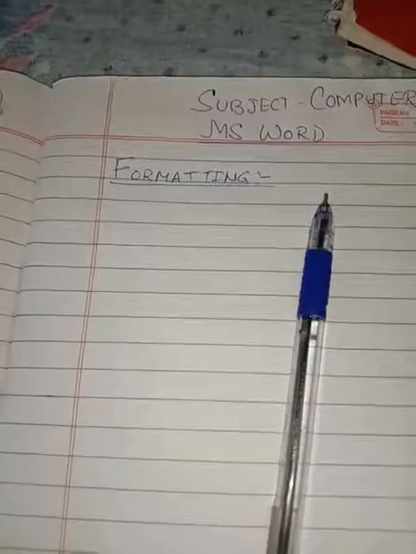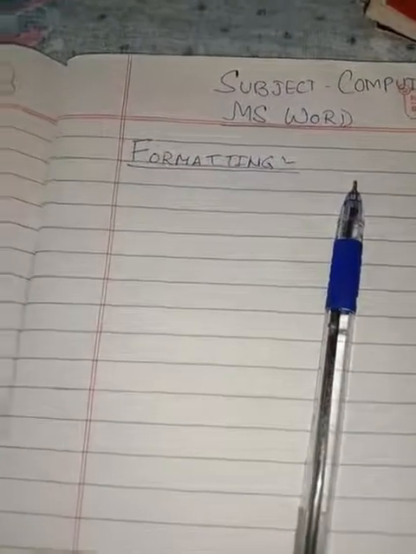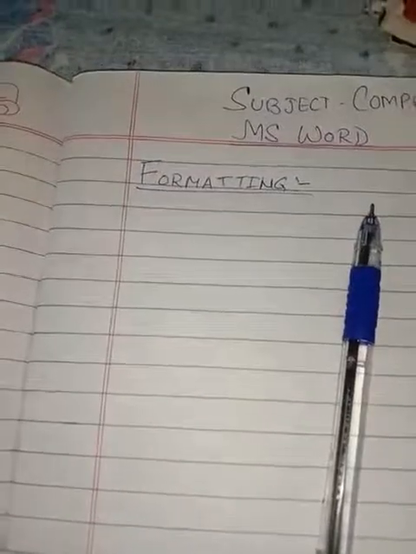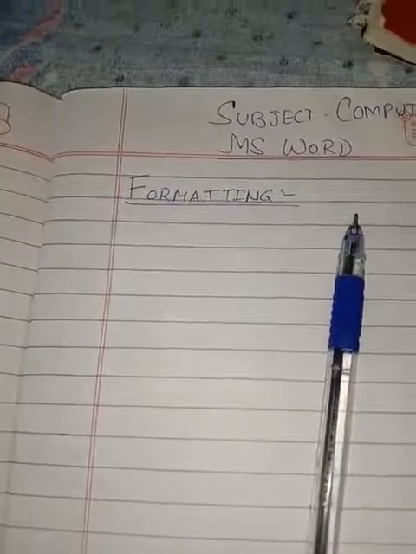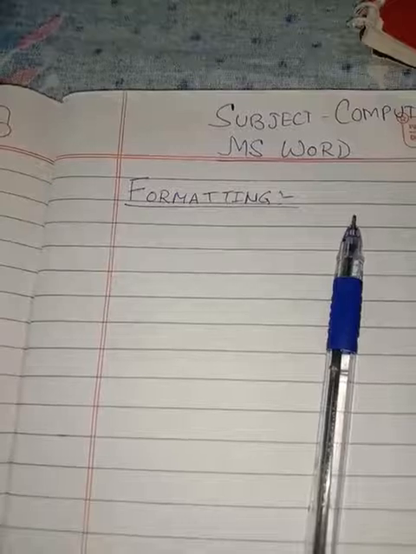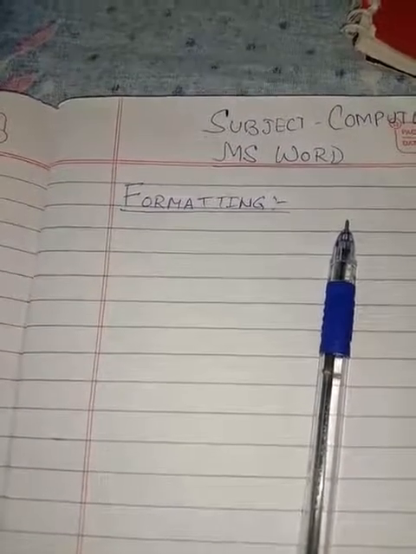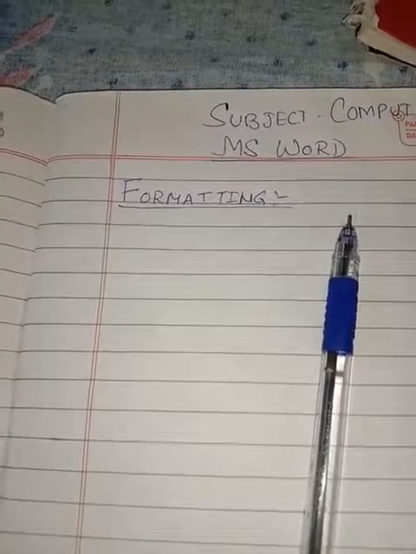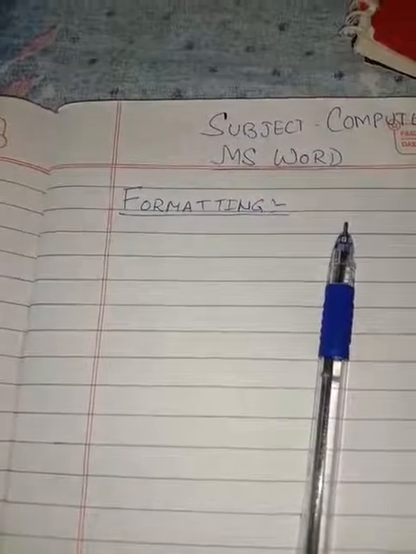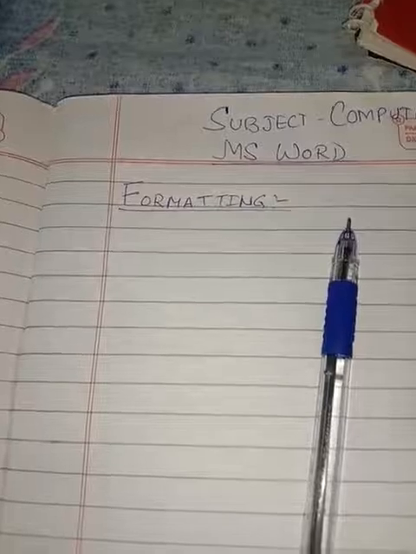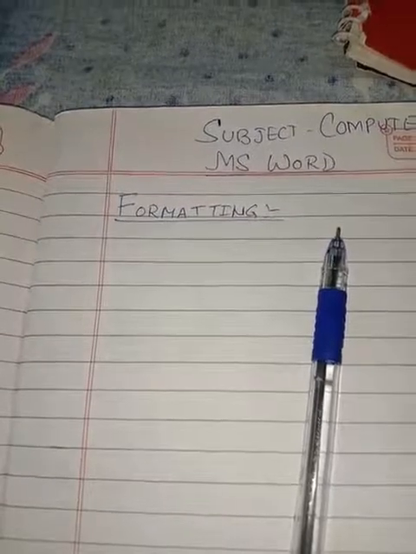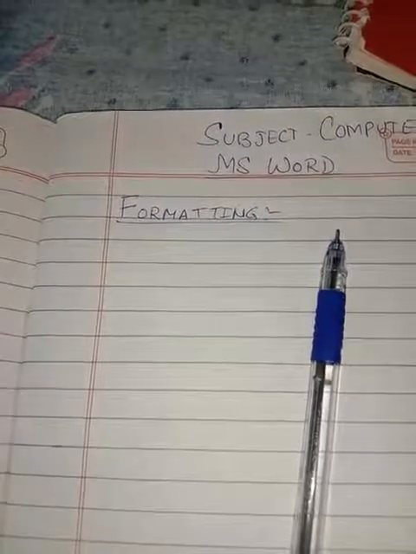Next we have the status bar. The status bar is located at the bottom of the screen. It displays important and varied information about the document such as page number and number of words. Next we have view buttons. They are located on the right side of the status bar. They show the different types of views like read mode, print layout, web layout.